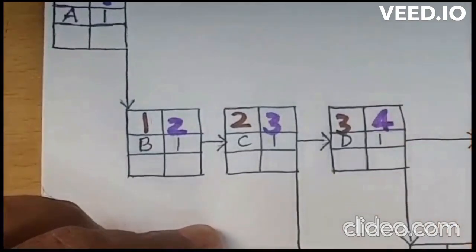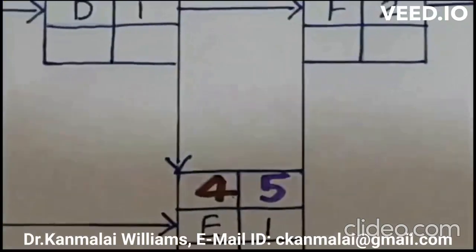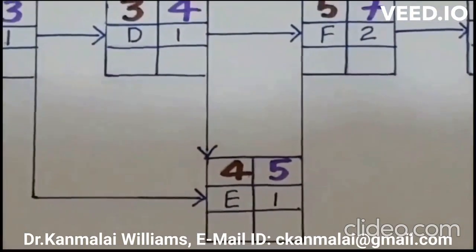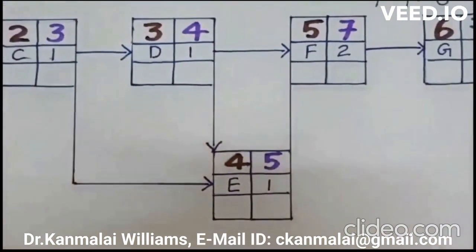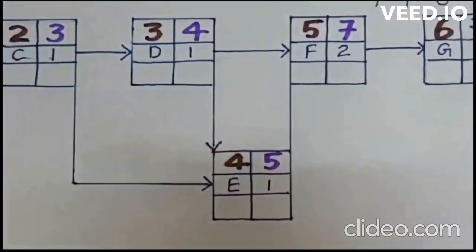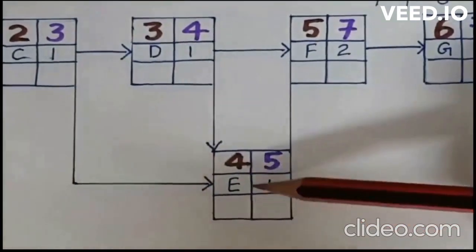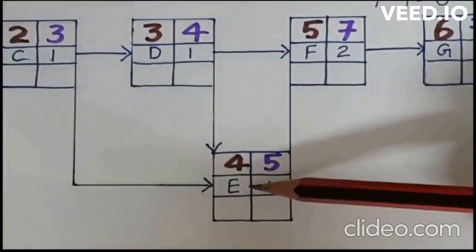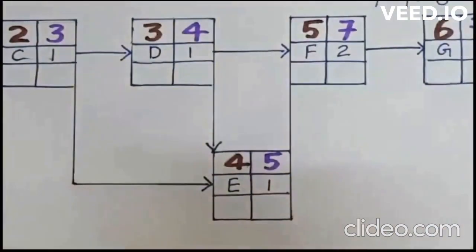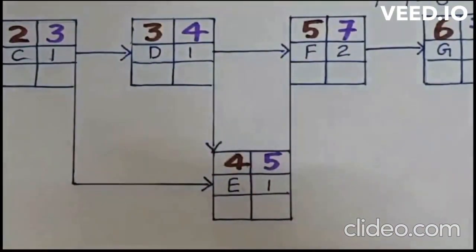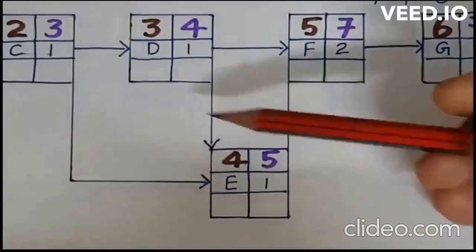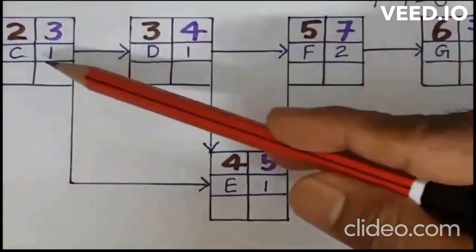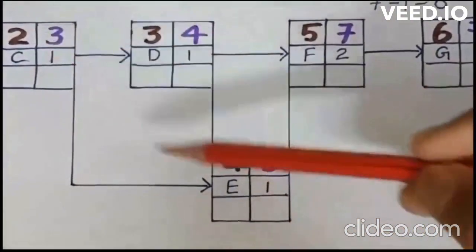Okay, I'll stop here. Moving on to the next activity E, I will show you how to calculate the earliest start and earliest finish time for activity E. When we see activity E, we have two predecessors. One is activity D and the other one is activity C. Activity D and C are predecessors for activity E.